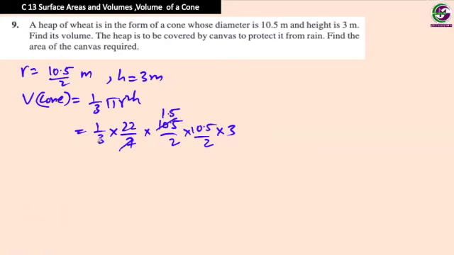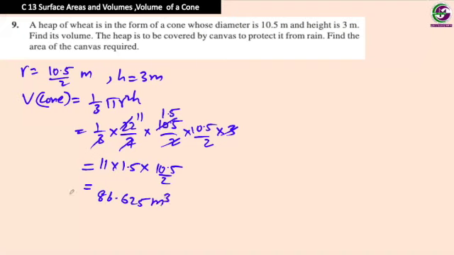3 and 3 get cancelled, which is 11 times 1.5 times 10.5 divided by 2, which will be equal to 86.625 meter cube. That is the volume of the heap.